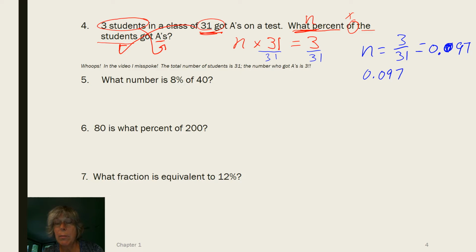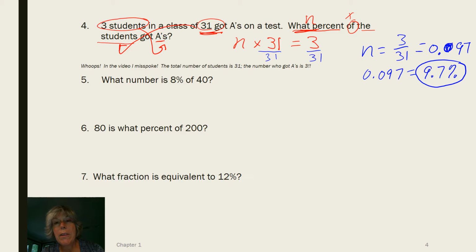0.097 is our decimal, and we need to write that as a percent. We'll move the decimal 2 to the right. It's going to be 9.7%. Now, if you think about it, that's a logical answer. 3 out of 31 is almost 1 out of 10. If you had 3 students in 30, it would be the same as 1 student in 10, and 1/10 is 10%. 9.7% is pretty close to 10%.